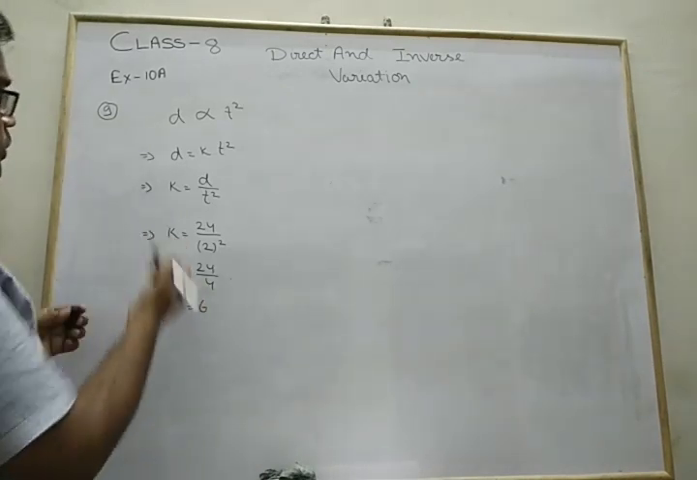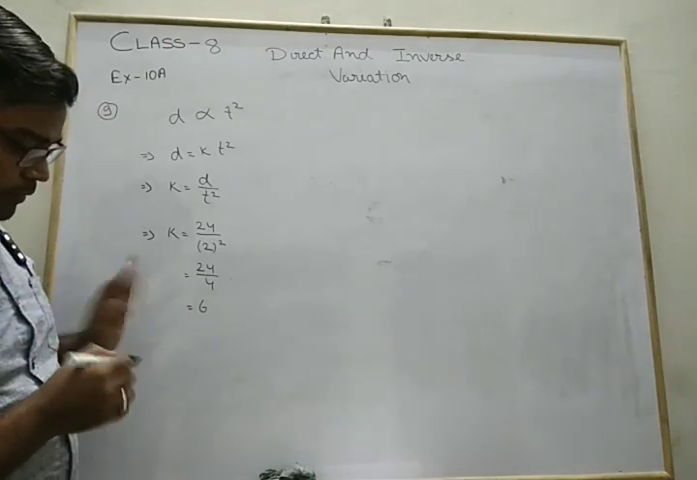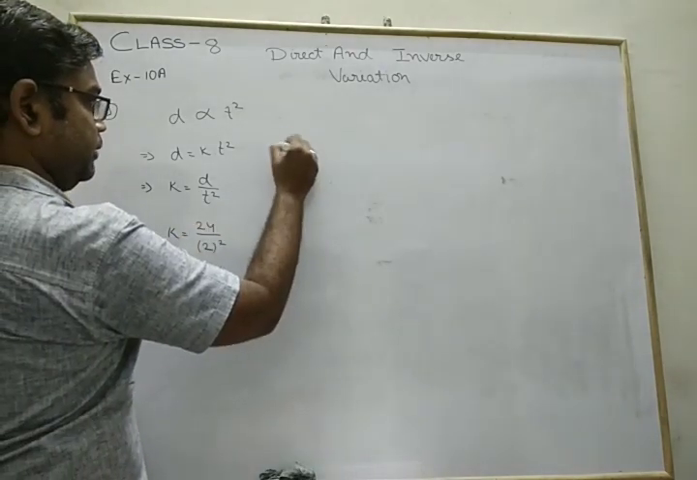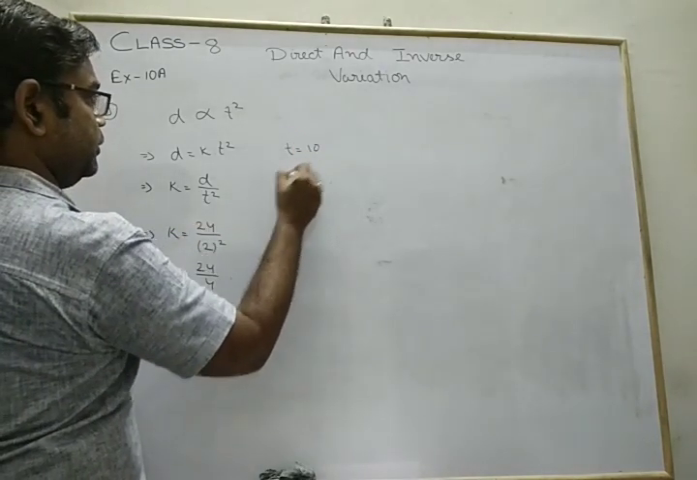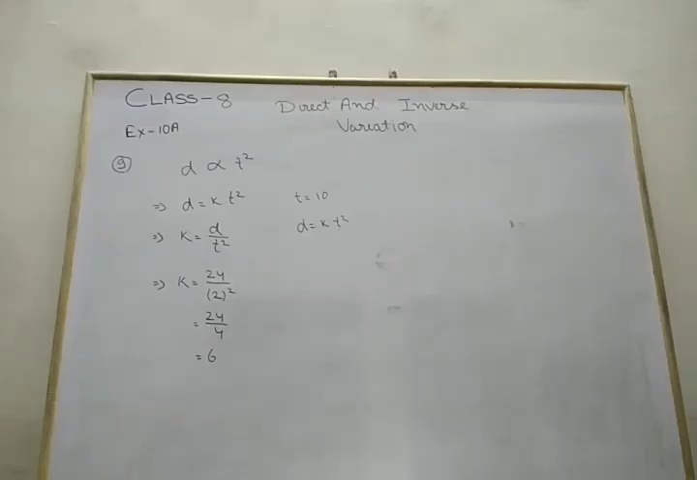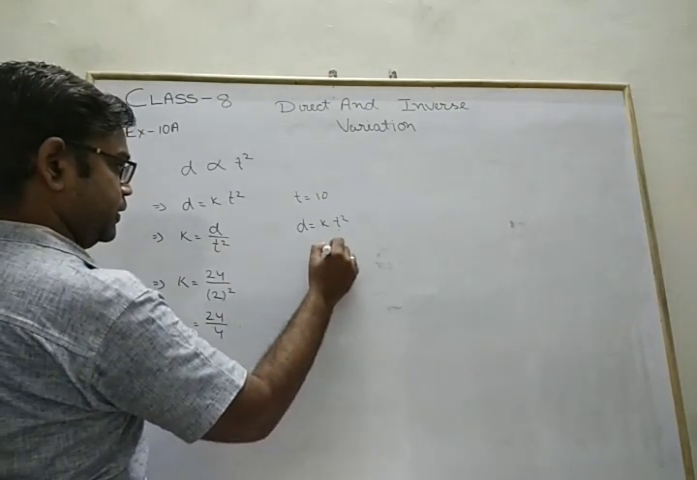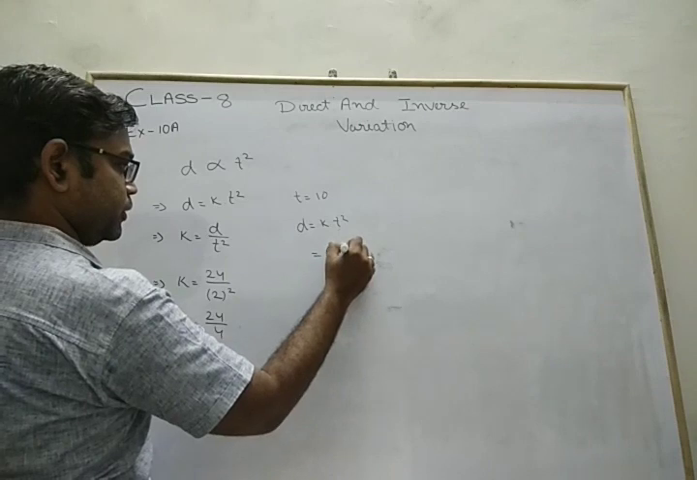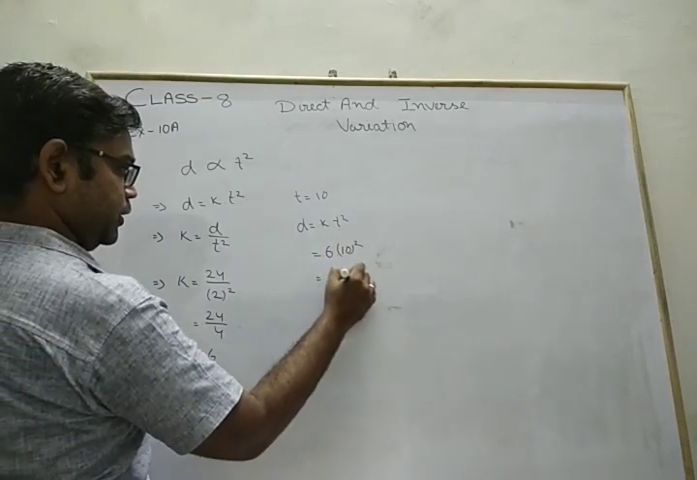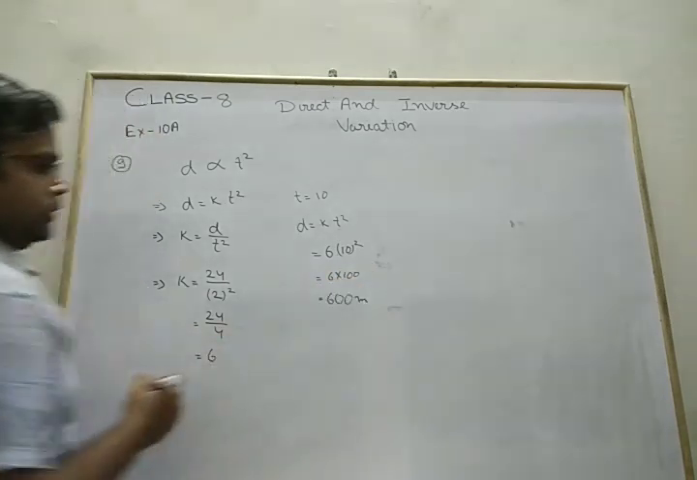Or you can say this is speed 6 meter per second, whatever it is, it takes acceleration. Its value is 6. So if time is given to you as 10, the value of d equals k into t square. In this case, the value of k is 6 into 10 square. It's 6 into 100. It's 600 meter. This is your answer.